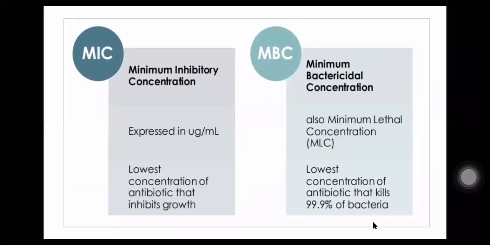Okay, inhibitory or MIC means the concentration of antibiotic that inhibits the growth. The bacterial growth just stops. This is measured in a tube setup and expressed in micrograms per ml. However, for MBC, you subculture from the tubes, okay? MBC means the lowest concentration of antibiotic that can kill 99.9% of bacterial growth.